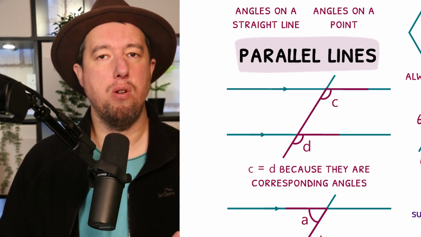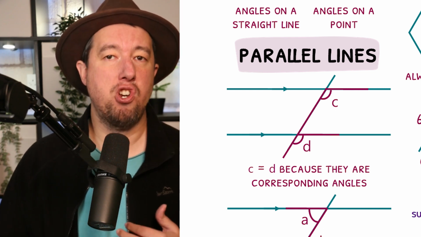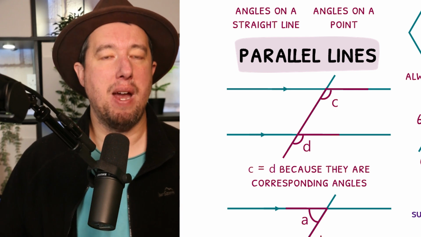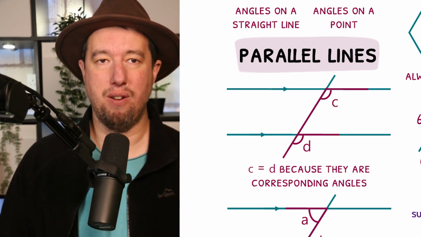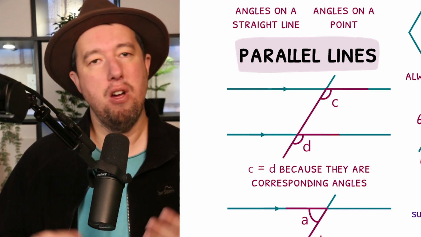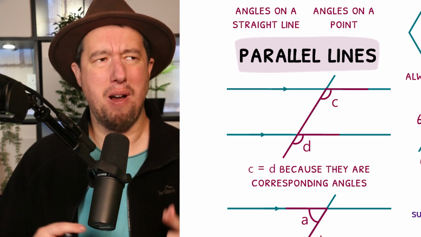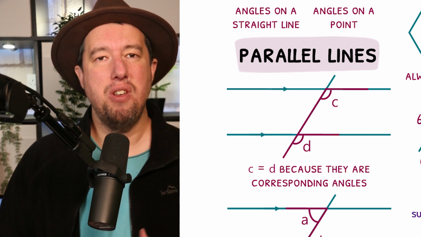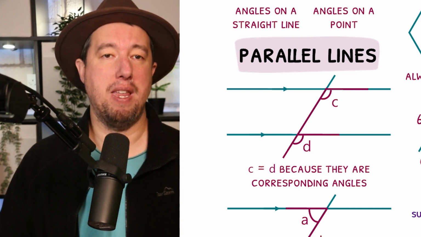It's important to notice all the angles at the top have a matching angle at the bottom. These matching angles are called corresponding angles. Corresponding angles make an F shape, or a backwards F shape, or an upside down F shape, or an upside down backwards F shape. The two corresponding angles will always be the same.